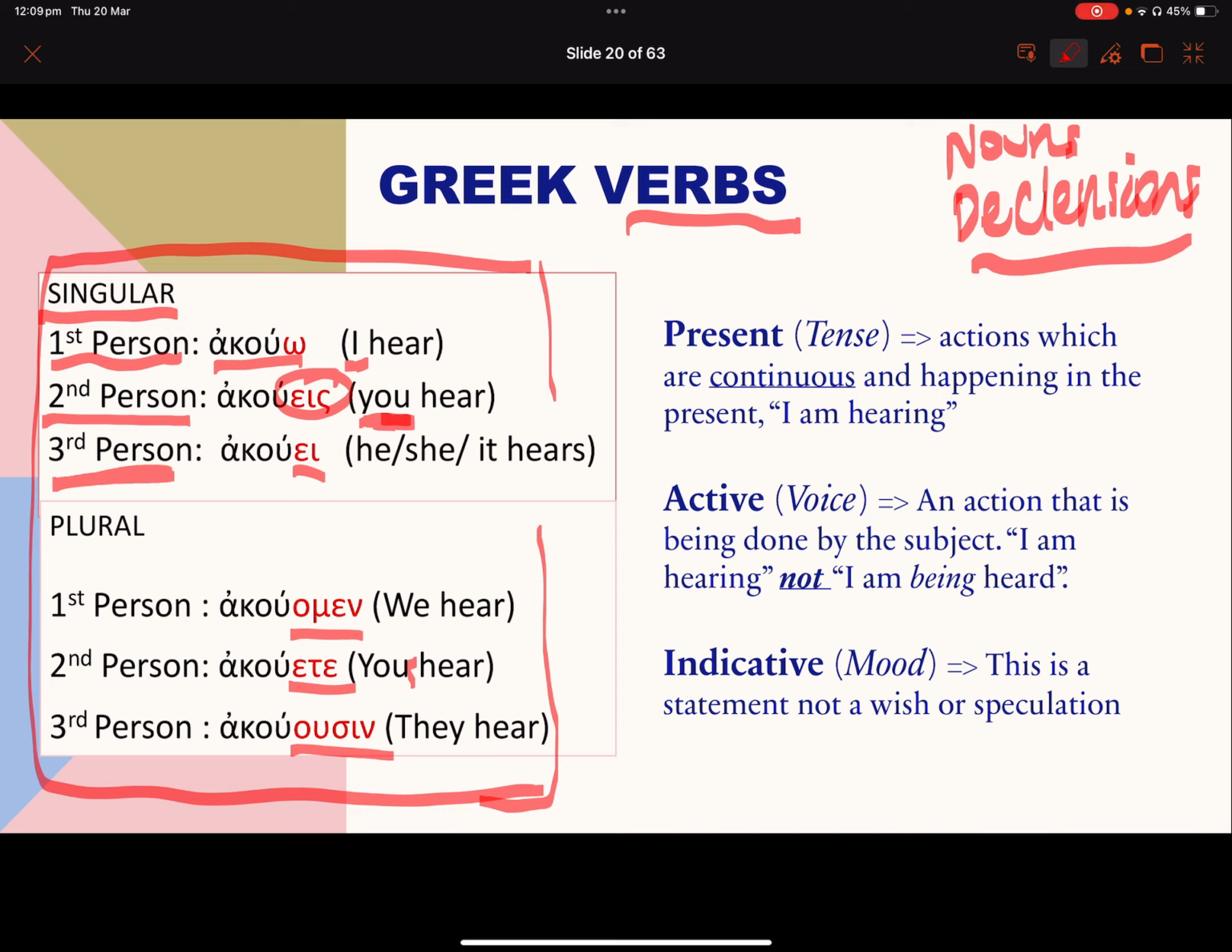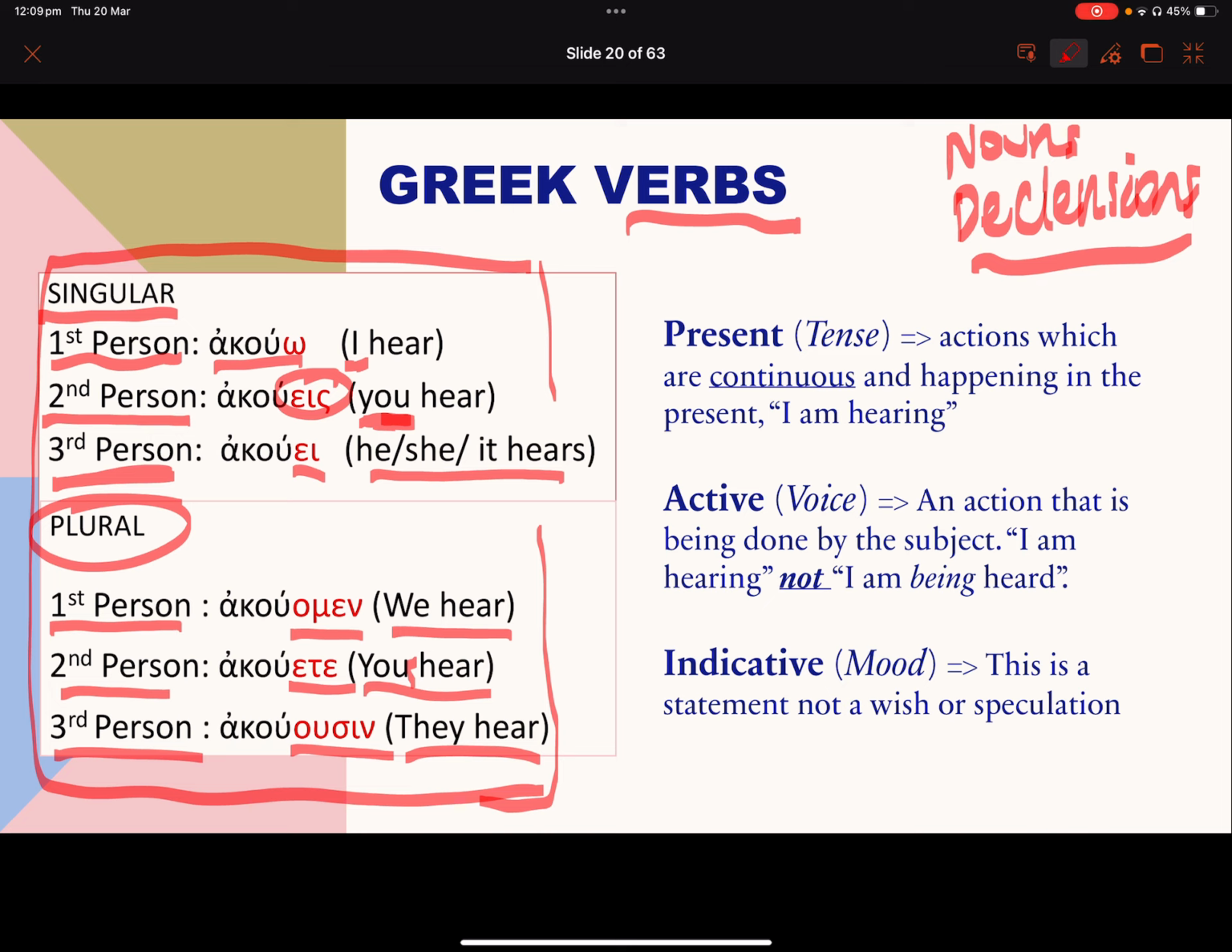Third person, akue: he, she, or it hears. The subject is being spoken about. And then you can have your plural forms. First person plural, we hear. Second person plural, y'all hear. Third person plural, they hear. And the way we do that is we see our verb change its form.